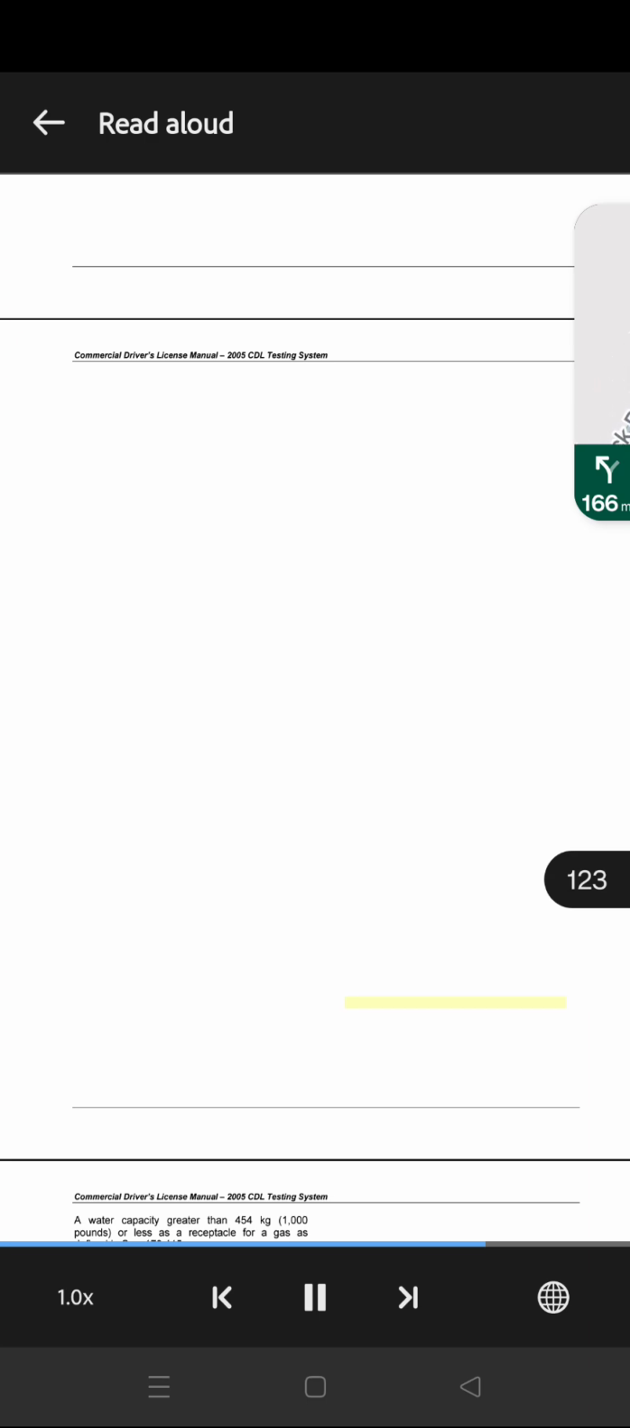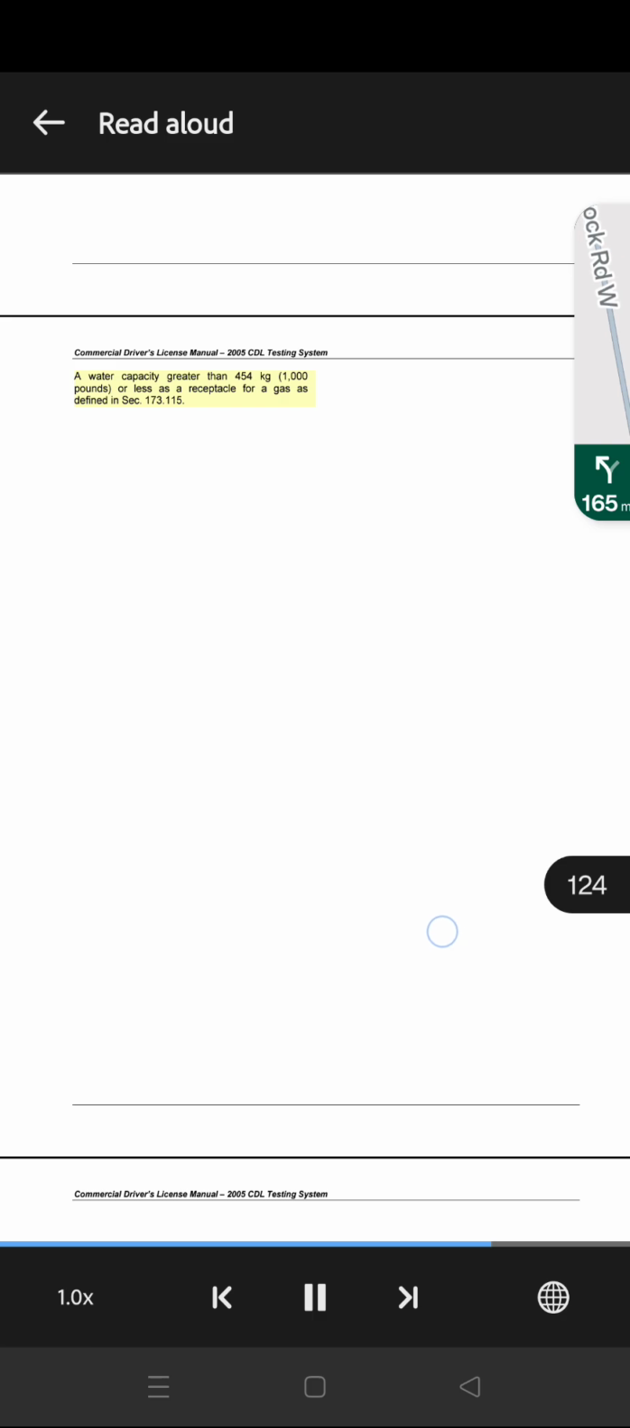172.101. Non-bulk packaging, a packaging which has a maximum capacity of 450 L (119 gallons) as a receptacle for a liquid; a maximum net mass less than 400 kilograms (882 pounds) and a maximum capacity of 450 L (119 gallons) or less as a receptacle for a solid; or a water capacity greater than 454 kilograms (1,000 pounds) or less as a receptacle for a gas as defined in Sec. 173.115. NOS, not otherwise specified.